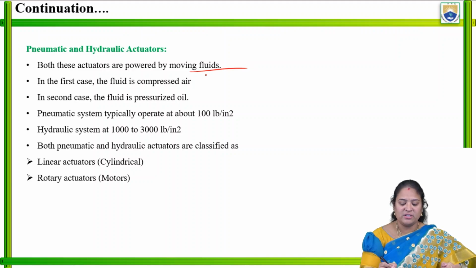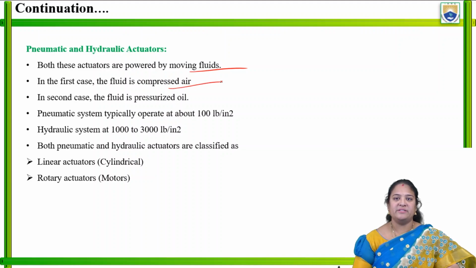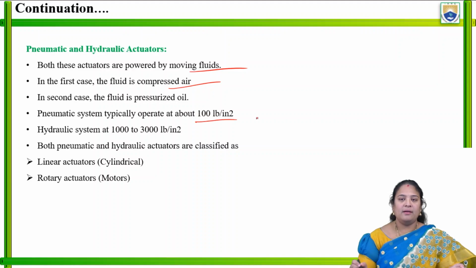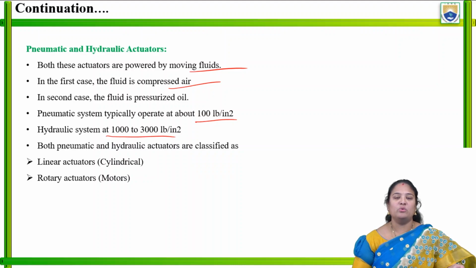The hydraulic actuator works on fluid, and the pneumatic actuator works on compressed air, right? So when we compare hydraulic and pneumatic, the pneumatic works on air, whereas the hydraulic works on fluid. This particular pneumatic actuator generally operates at 100 lb per inch squared, whereas the hydraulic will be working at an operating pressure of 1000 to 3000, right?